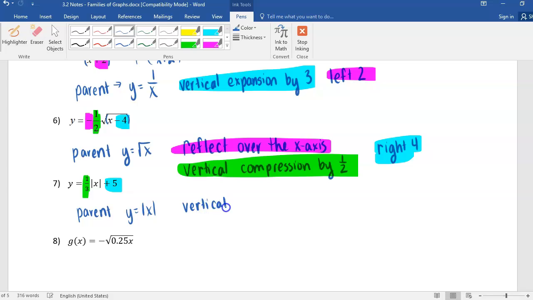Perfect. So vertical compression by a factor of 1/3. It's multiplied, it's on the outside. It's a small number, so it compresses. And any vertical compressions are just by whatever number you have there. Very good. And Kason, what's that +5 do?